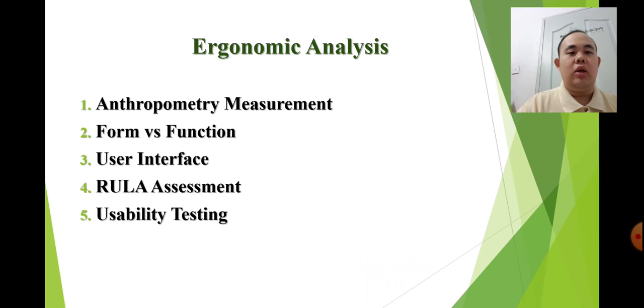The next one will be ergonomic analysis. So we have performed 5 ergonomic analyses. The first one will be anthropometry measurement. The second one will be form versus function. The third one will be user interface. The fourth one will be RULA assessment. And the fifth one will be usability testing.